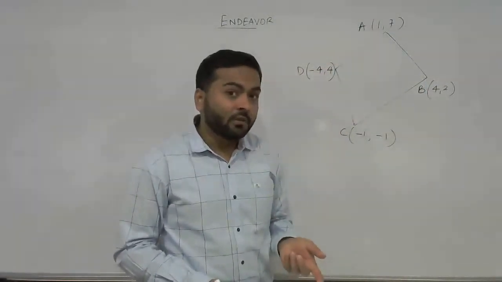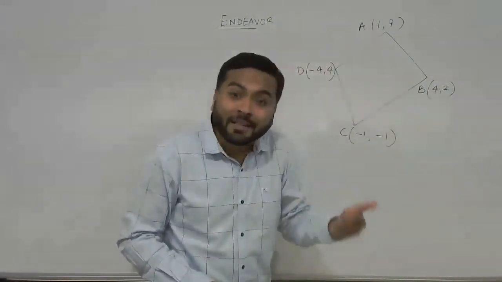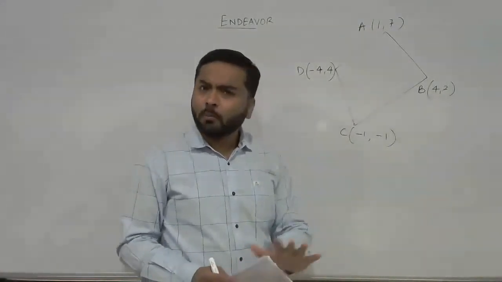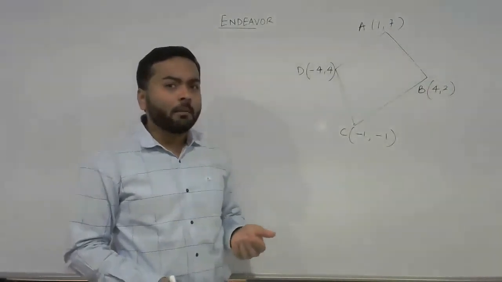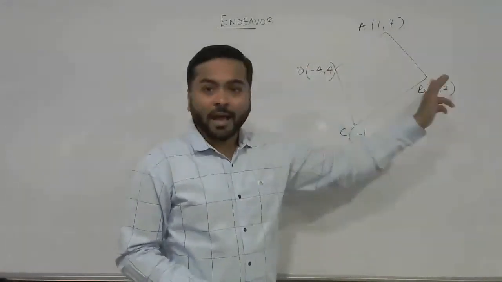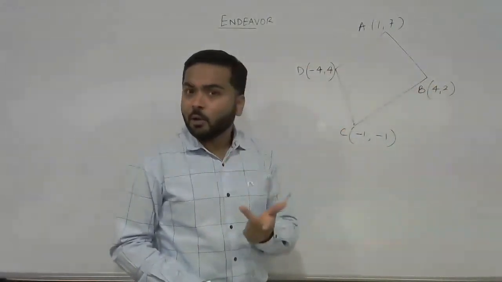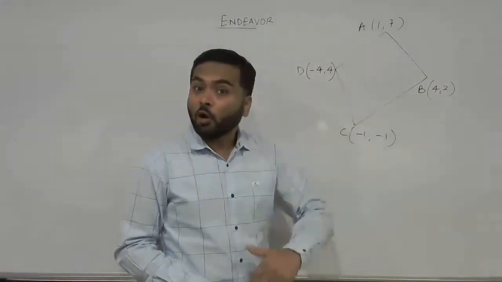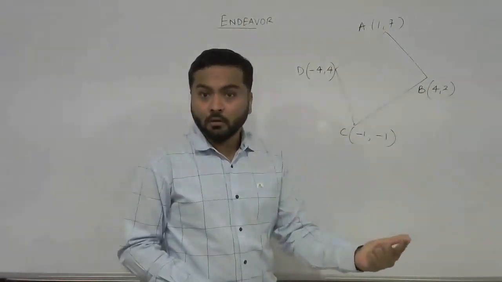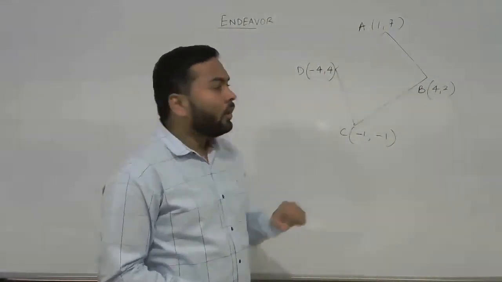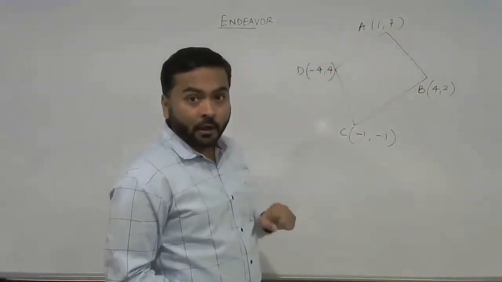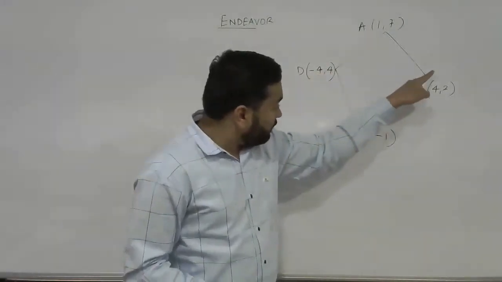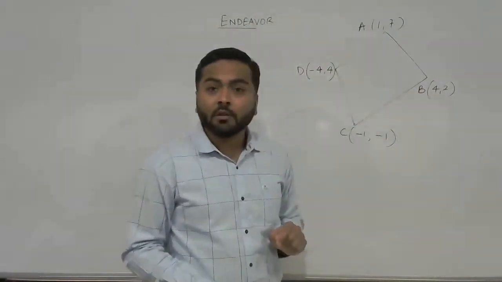If that happens, then it is possibly a rectangle or it can be a normal parallelogram. Now, how to identify whether it's a rectangle or parallelogram? You find the length of the diagonal. If the diagonals are equal, then it's a rectangle. If they are not equal, then it's a parallelogram.